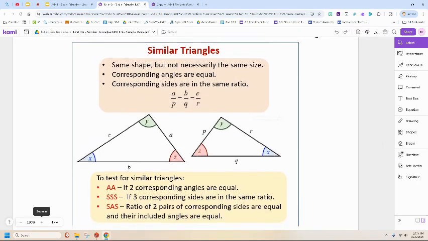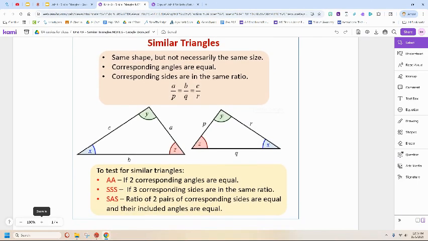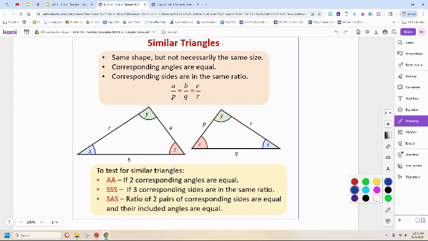When we have similar triangles, they are the same shape, but not necessarily the same size. So it's not like similar figures can be congruent. They typically are not. However, corresponding angles are congruent. So this is a big deal. Corresponding angles are congruent. And then corresponding sides are in the same ratio. And so we'll review ratios in a second.